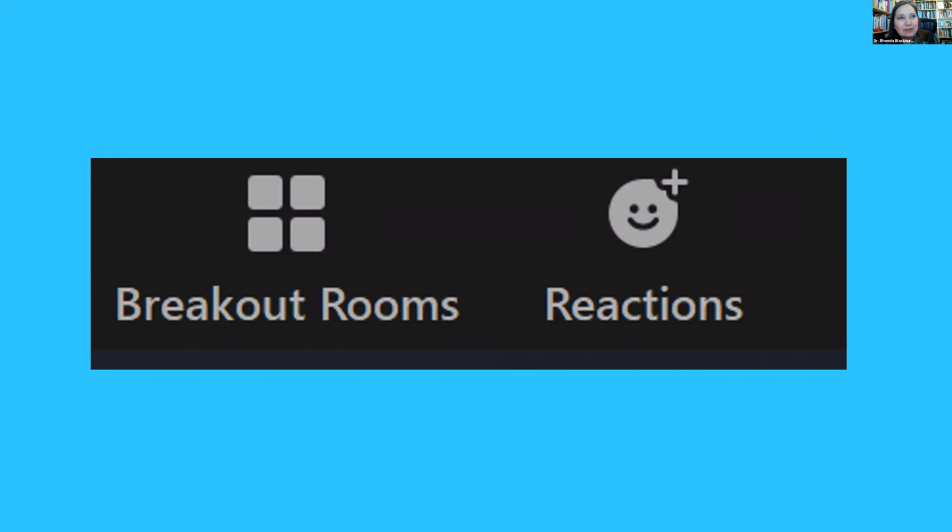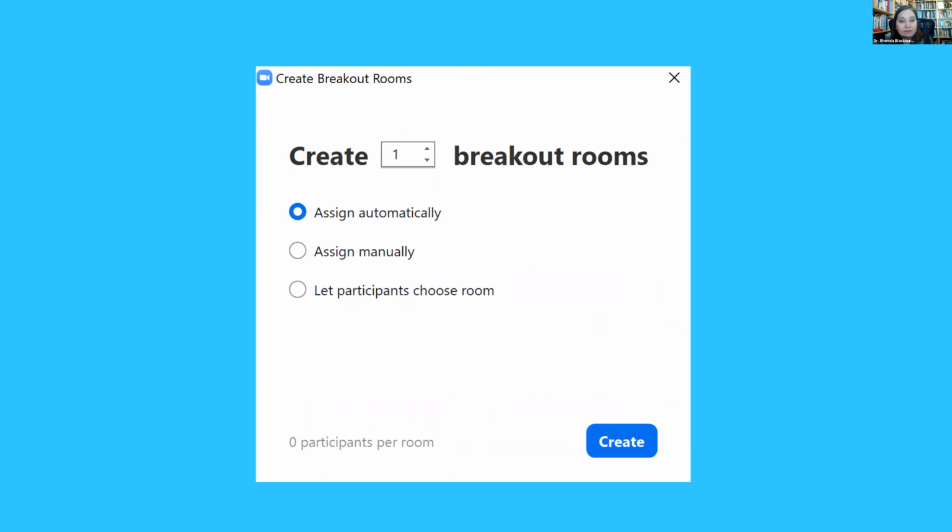So the other two things, to make it a little bit more interactive, that you could use, are breakout rooms and reactions. On breakout rooms, if you click on that, you have several options. You can decide how many breakout rooms you want. When you open your participant area, it will tell you how many people are in your room. If you want 2 people together or 3, just take that number and divide it and make that number of rooms. You can assign automatically, manually, or let them choose.